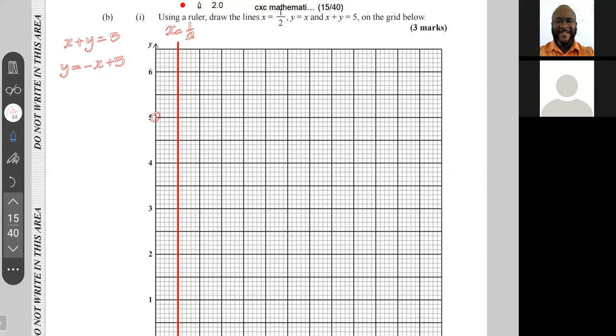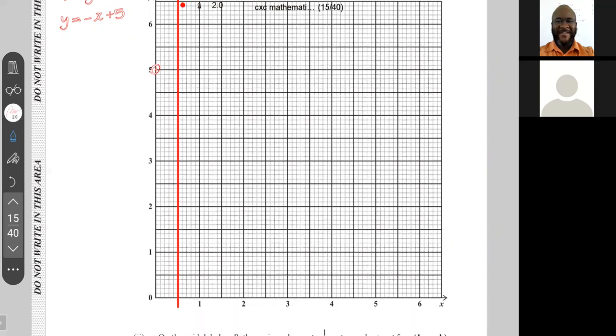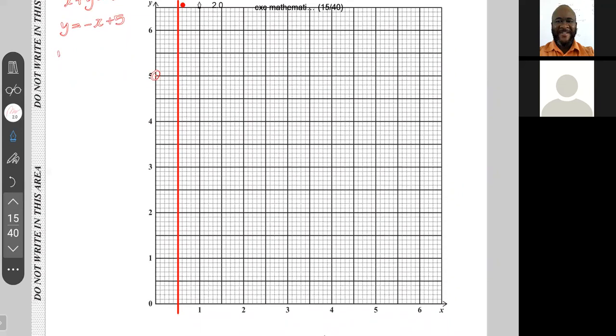The number at the end, c, tells you where the graph cuts the y-axis. Now, I need two coordinates to draw a straight line, so I need another one. So I might say, when x is equal to 3, y would be equal to minus 3 plus 5, so y would be equal to 2. So the point is 3, 2. So 3, 2 is another point on the line. Remember, I only need 2 to draw my straight line. I have the y-intercept already, and I have another point, 3, 2.